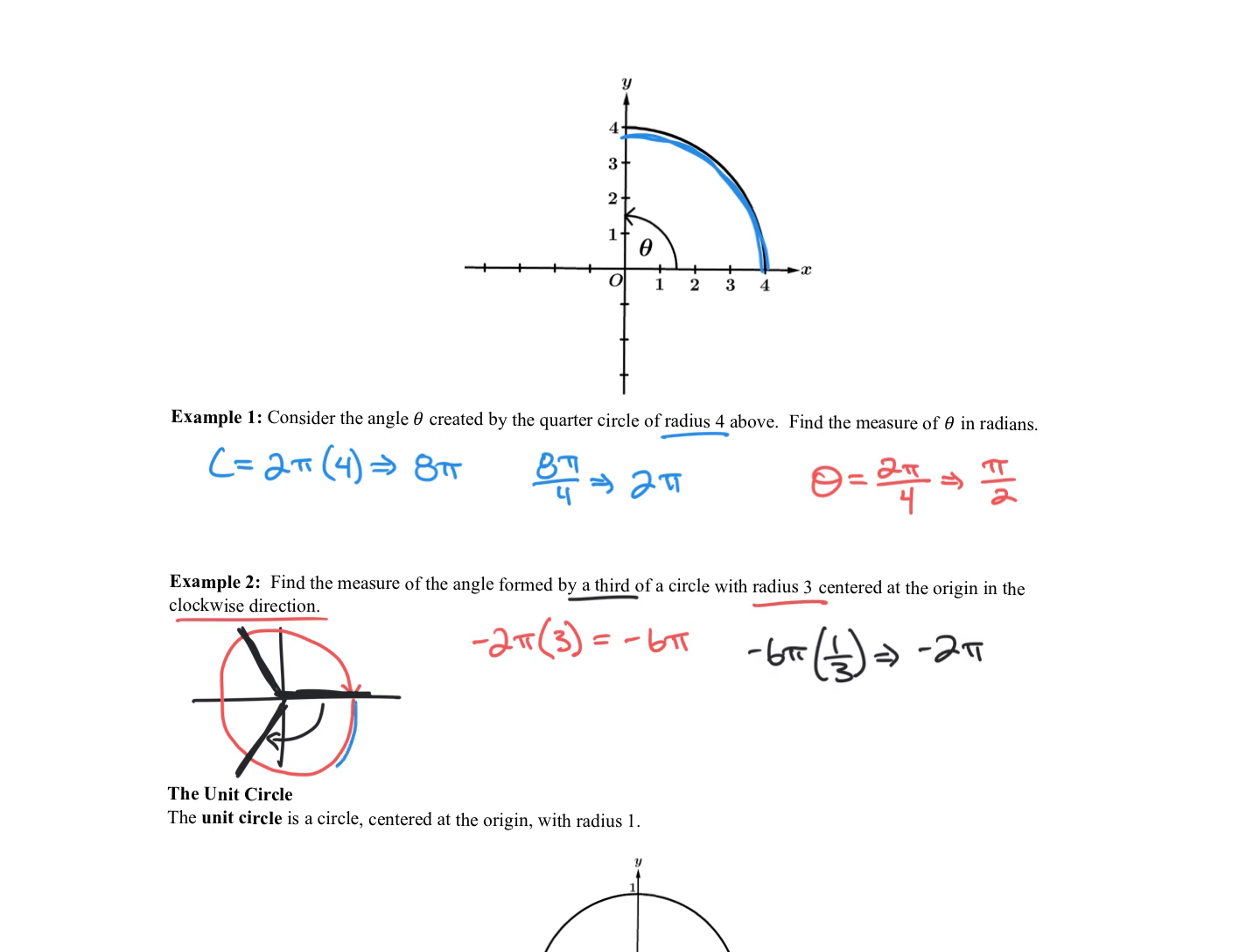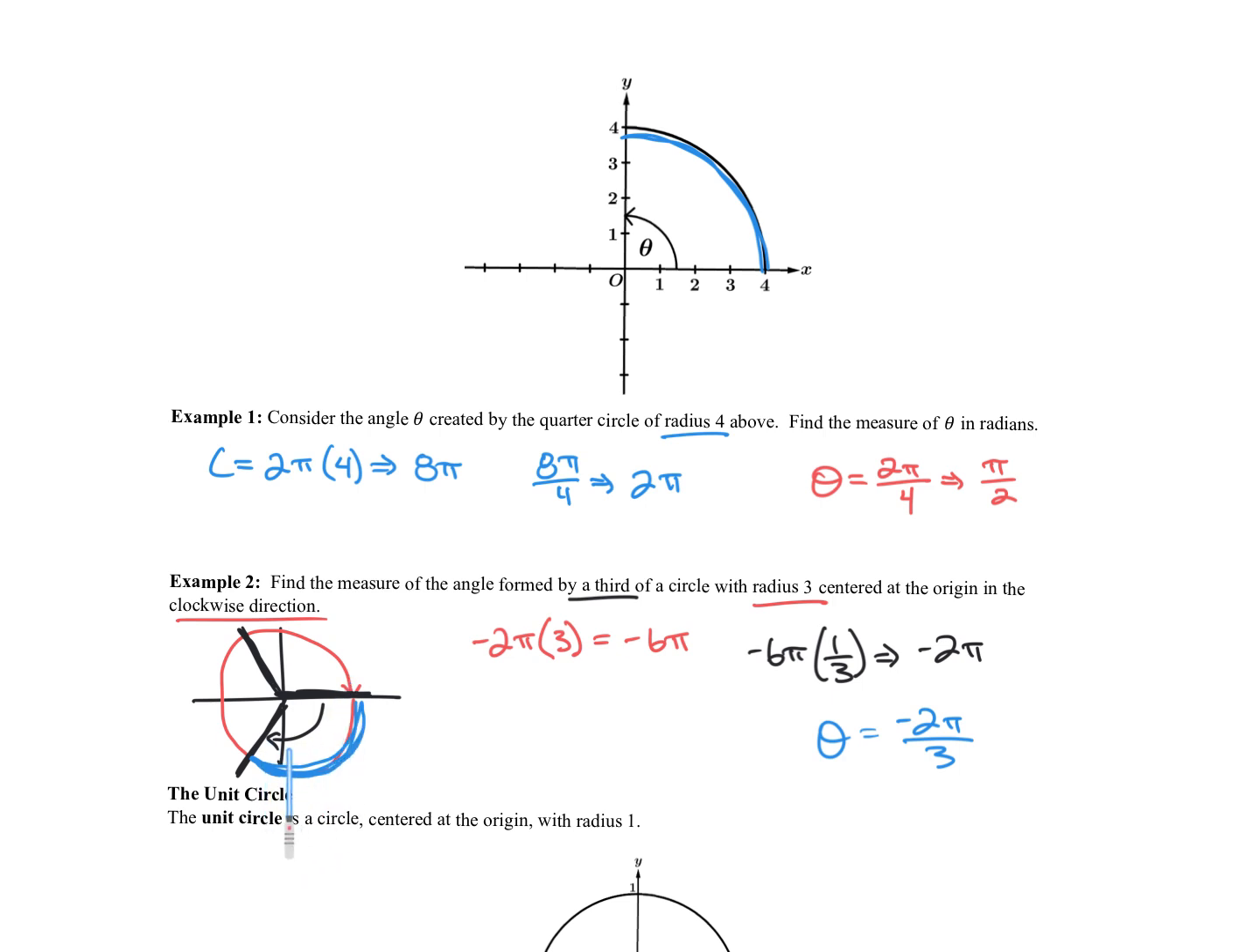But to find an angle measure in radians, I take my arc length. So this arc length is negative 2 pi now. I take that negative 2 pi and divide it by my radius, which is 3. And so this angle measure right here is negative 2 pi over 3.